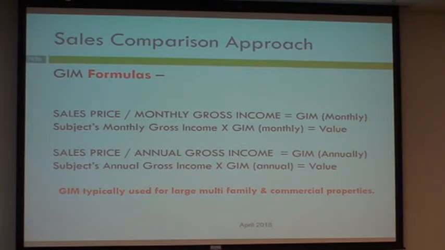Gross income formulas: the sales price divided by the monthly gross income equals the GIM monthly. Subject monthly gross income times the GIM equals a value. Sales price divided by annual gross income gives the GIM annually. Subject's annual gross income times the GIM equals the annual value. Typically used for large multifamily and commercial properties. The income multiplier. Remember, if you see an A or B behind it, it means something I threw in there extra, okay?